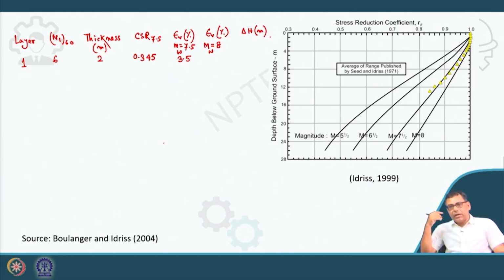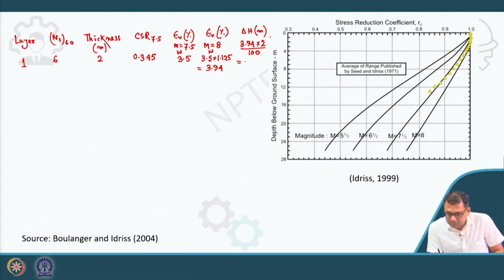Now, we have to multiply the magnitude correction factor, that is again 1.125. If I multiply 3.5 into 1.125, then I will get 3.94 in percentage. Then I will calculate the settlement: 3.94 into 2, divided by 100, because this is in percentage. It will be 0.0788 in meter. So that is the settlement for the first layer or sublayer.